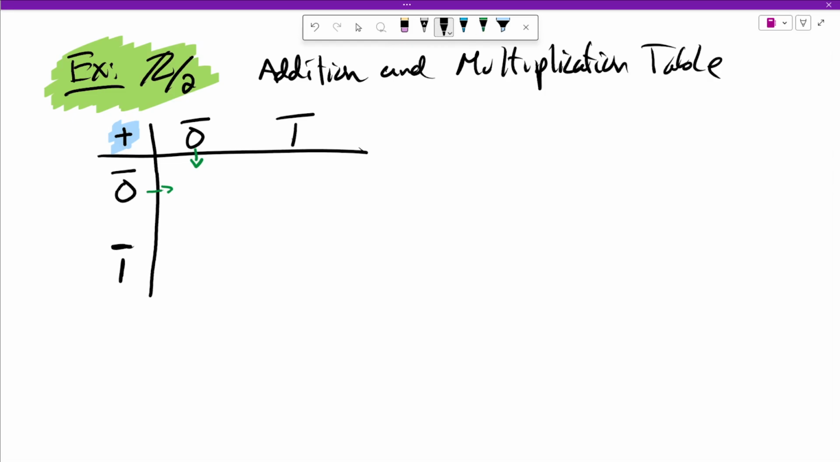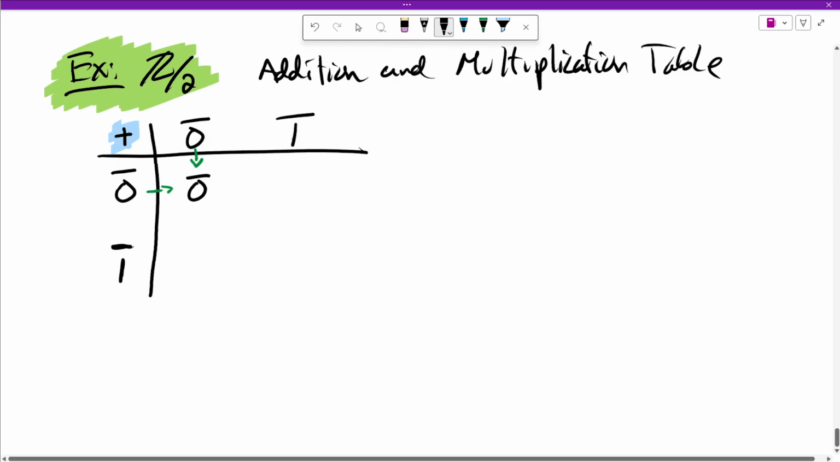So 0 plus 0 in any reasonable world is still 0. So this is a 0. 0 plus 1 is 1 mod 2, so that's a 1. 1 plus 0 is 1 mod 2, so that's a 1. 1 plus 1 is 2 mod 2, but 2 is 0 mod 2. So we think about the 0 as the right answer. So that's our addition table.